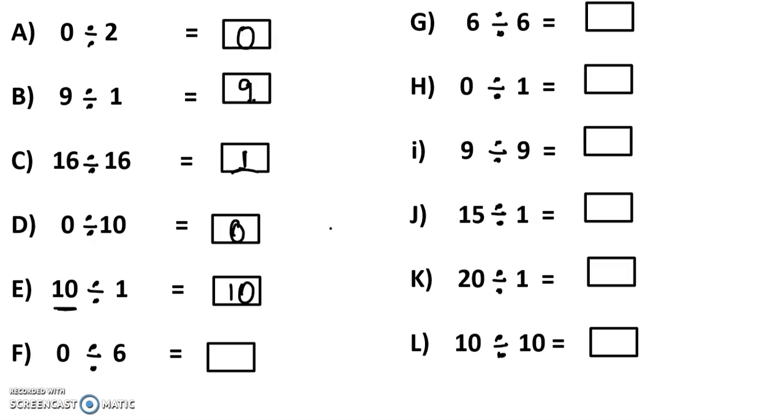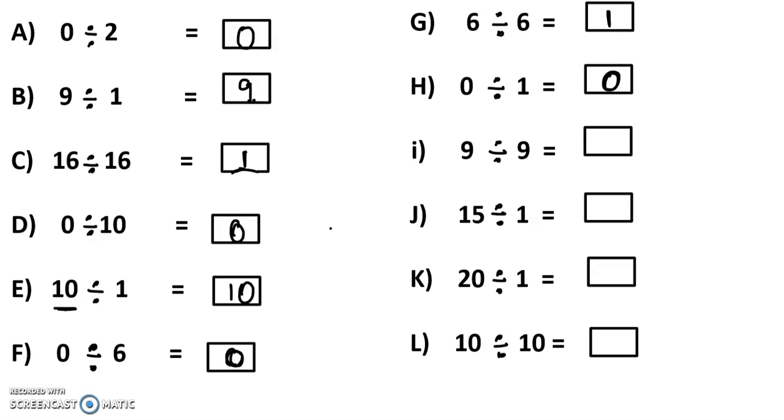Next, 0 divided by 6. You are dividing 0 by any number, so you get 0 as the quotient. Next, 6 divided by 6. If you divide the same number, you get 1 as the quotient. Next, 0 divided by 1. Dividing 0 by any number, you get 0 as the quotient.